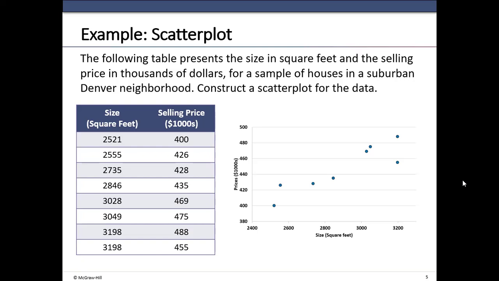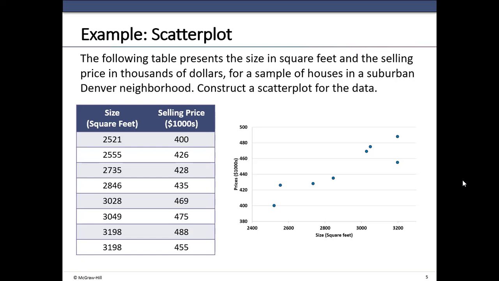Now stat and 1. So in L1, we are going to enter the sizes of the house: 2521, 2555, 2735, 2846, 3028, 3049, 3198, and again 3198. So we entered all the X values inside L1. L1 stands for list 1 of the calculator.